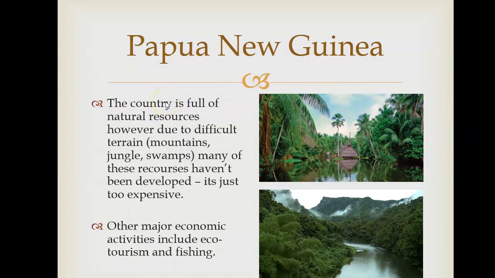Papua New Guinea is included in this area because the people on the eastern half of this island have more in common with the people of Australia and Oceania than they do with the people that are part of Indonesia. Papua New Guinea is full of natural resources, but it's really difficult to get to because there are mountains, there are swamps, there are jungles. So the resources haven't been developed because it's just too expensive to use those resources. Some of the other economic activities, obviously, like we said, tourism.